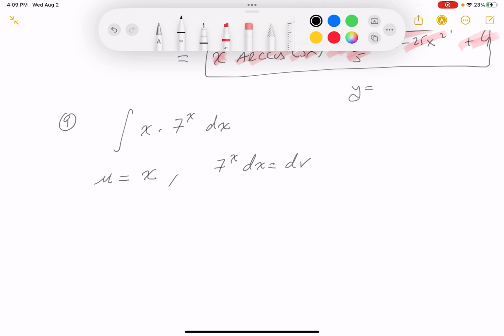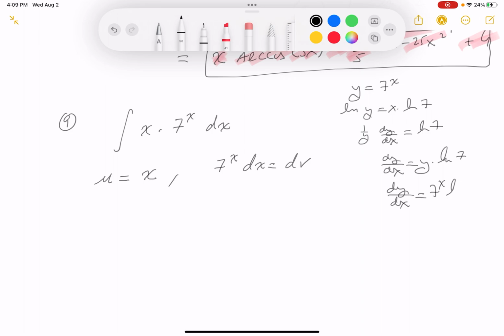y equals 7 to the x. And if you took log of both sides, it's what's called logarithmic differentiation, you get ln y equals x ln 7. If you differentiate the sides, you get 1 over y dy dx. And what do you get here? ln 7. So what do you get over here? dy dx equals y ln 7. What's y? Let's write that down. It's 7 to the x ln 7.